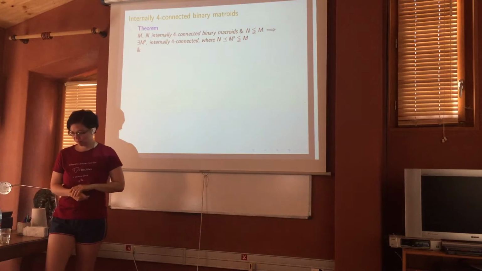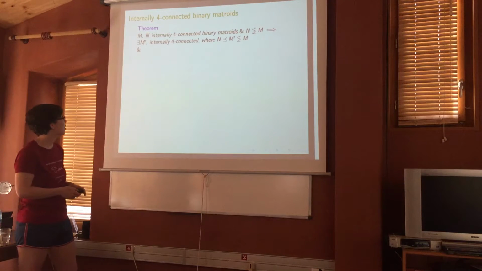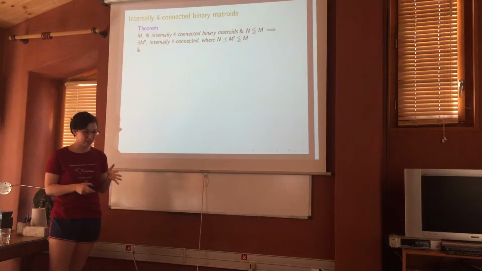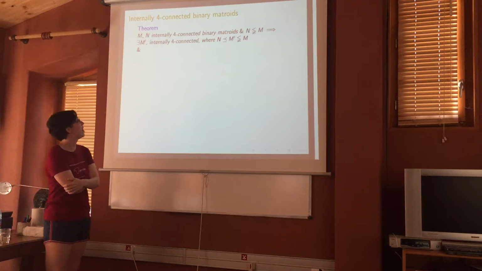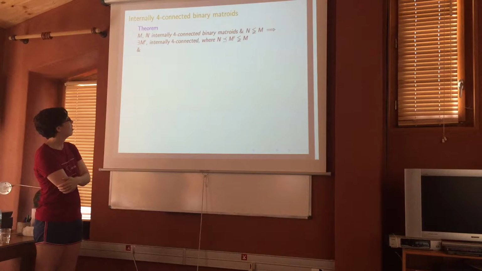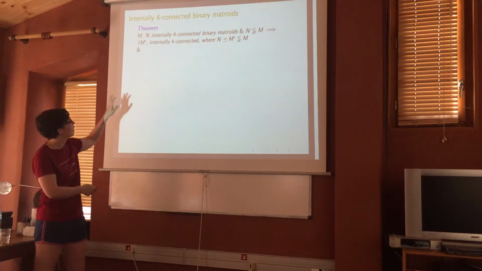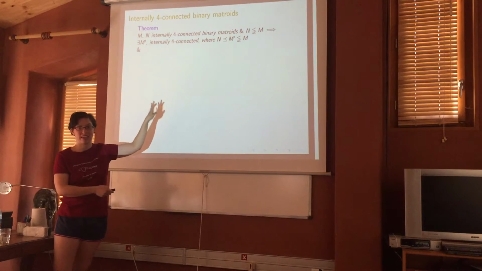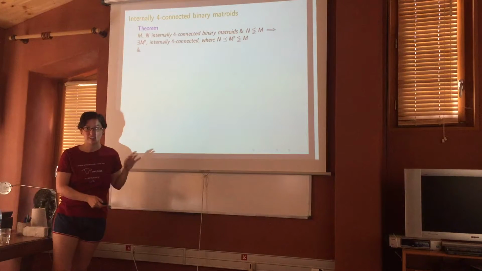So here's the theorem. We have 2 internally 4-connected binary matroids, where N is a minor of M. Then we're going to find an intermediate internally 4-connected matroid.